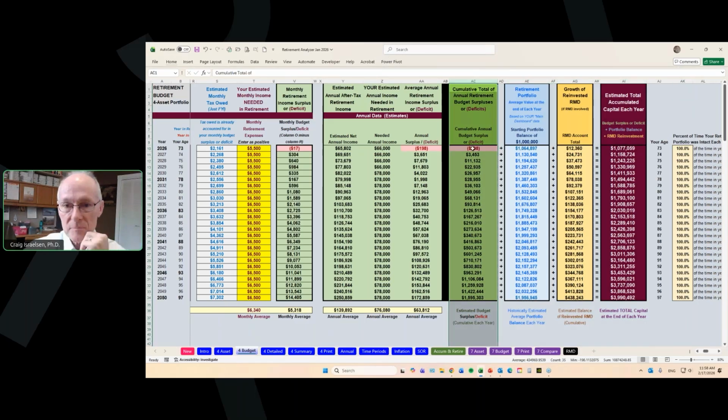This column: what is the cumulative surplus or deficit of your annual surpluses or deficits? Well, by the end of 25 years, if your budget figures and your income figures are anywhere close to being accurate, you've got about 1.6 million that has accumulated in budget surpluses.